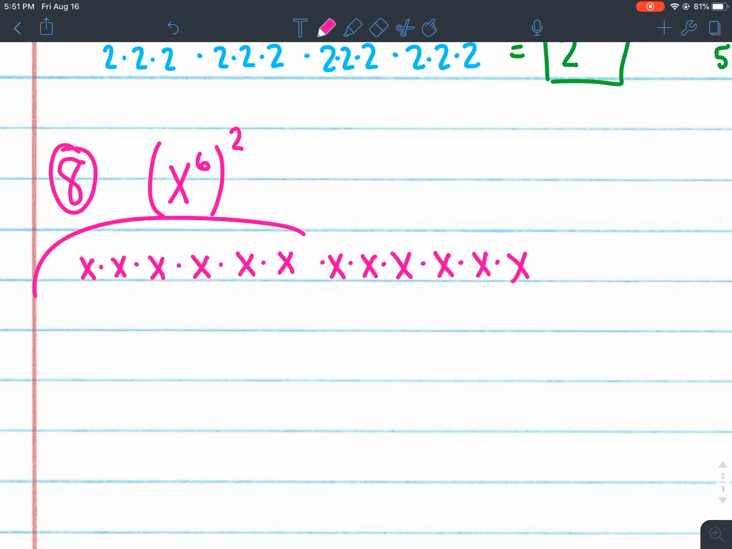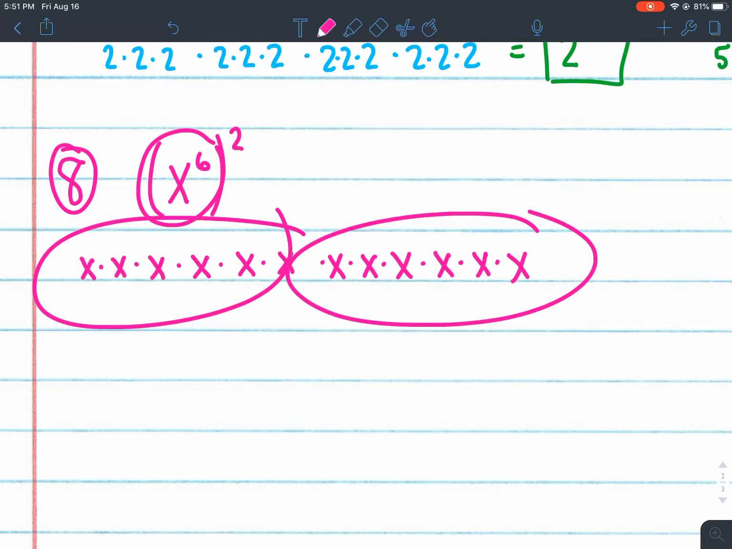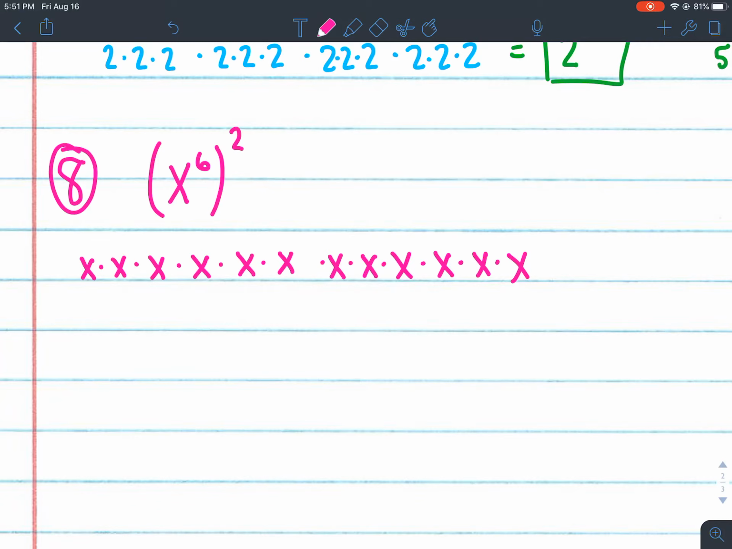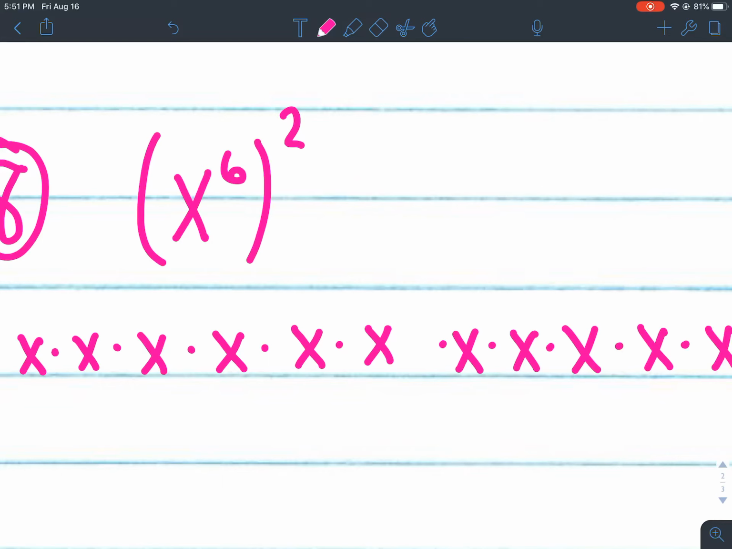Right? So I have 1 house here and 1 house here. Because remember, what's inside your house is in the parentheses. So I have x to the 6, and I have x to the 6 on this side. I have 2 of them. So how many x's do I have in total? I still have 12, right? Well, I could do the shortcut. I could do 6 times 2, and that would be x to the 12th.